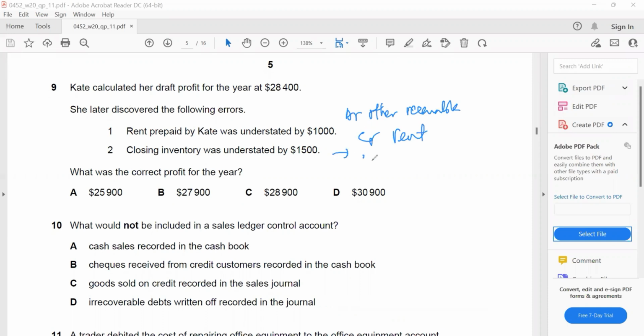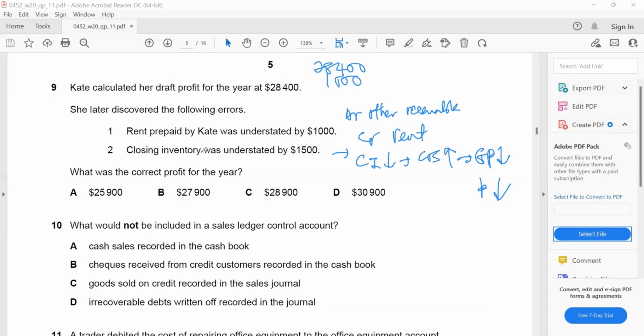So when closing inventory is understated, cost of sales is overstated, gross profit is understated, profit will be understated. So what was the correct profit for the year? So draft is 28,400. When we credit the rent, it will reduce the expenses. So profit will increase by 1,000.